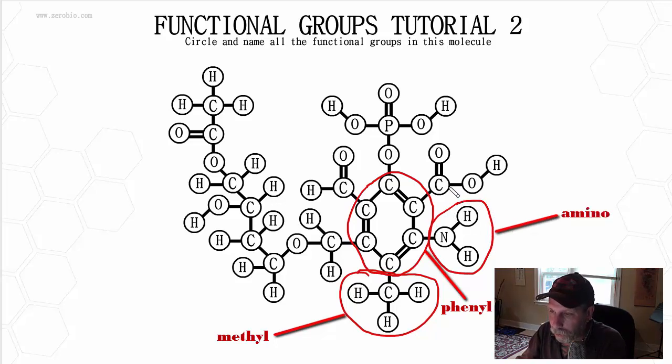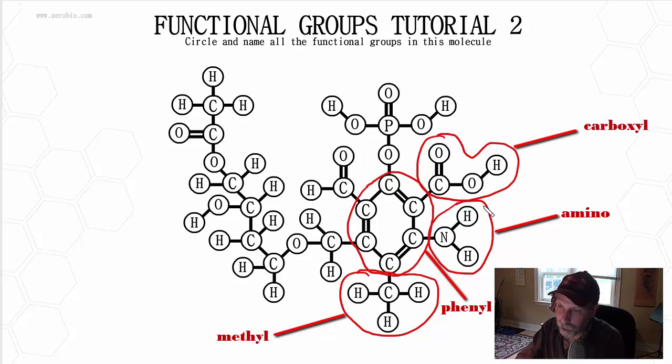Let's go above that. We see C double bond O with an OH attached to it. That is our carboxyl, so this is a carboxyl group. And I'd like you to try to imagine that all of these functional groups could be clicked onto that phenyl ring in the middle there.